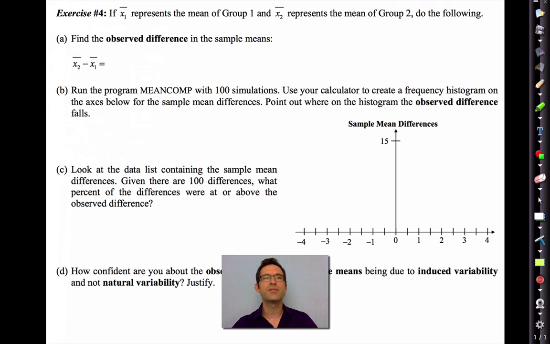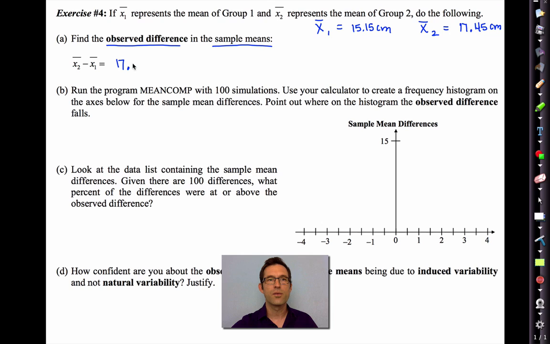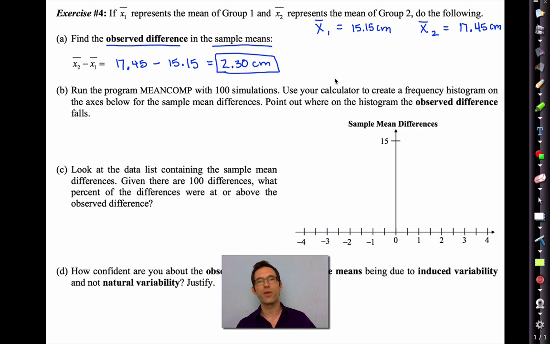The first thing I want to do is take a look at what's called the observed difference in the sample means. Now remember, our two sample means, x bar 1, the one with the organic, was 15.15 centimeters, and x bar 2, the one with the synthetic, was 17.45 centimeters. So the difference between the two, and we could do the difference in either of the two ways, it really wouldn't make any difference, but our simulator is going to do it in this order, so we want to keep to the same order, was 2.30 centimeters. In other words, the mean growth in group 2 was 2.3 centimeters greater than the mean growth in group 1.